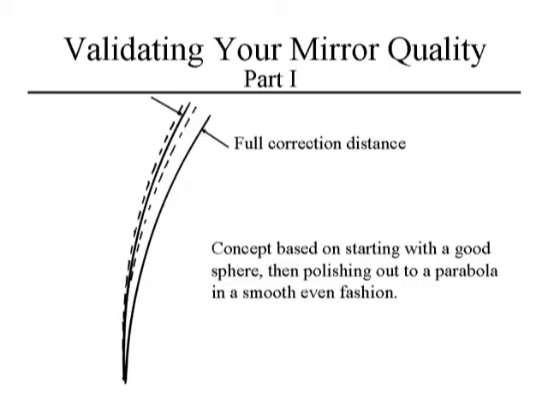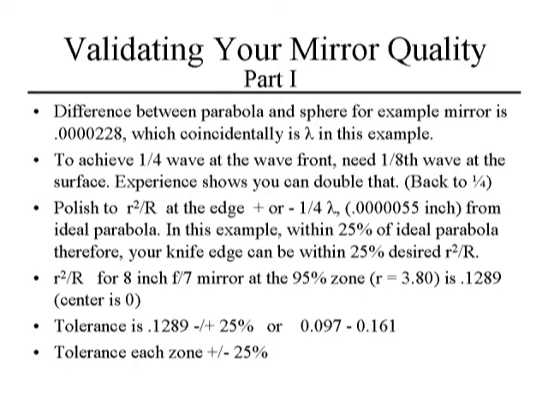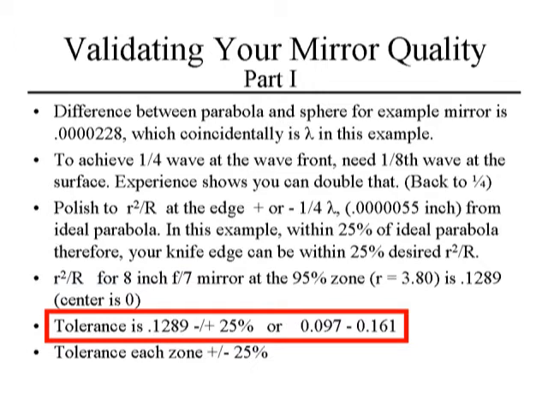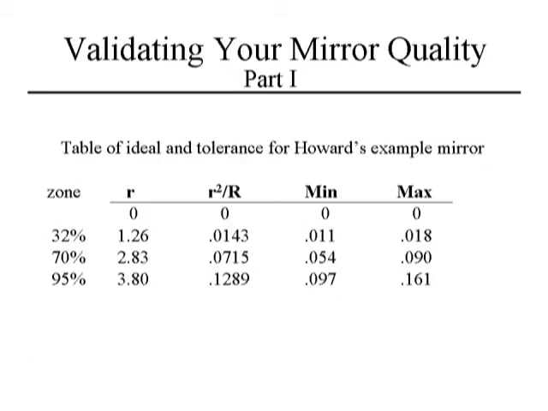So knowing that, we're going from full correction to 22 million, so we need to go plus or minus 25%. So this kind of goes down to that, and I'm just going to come down here and say the r squared over r for an 8-inch f7 mirror at the 95% zone, where the radius is 3.8, is 0.1289. So my tolerance around that knife edge position, null out the 0 zone, and you move your knife edge back to 0.1289 plus or minus 25%. So my tolerance around that is 0.097 to 0.161. And then I prorate all my other zones that way.